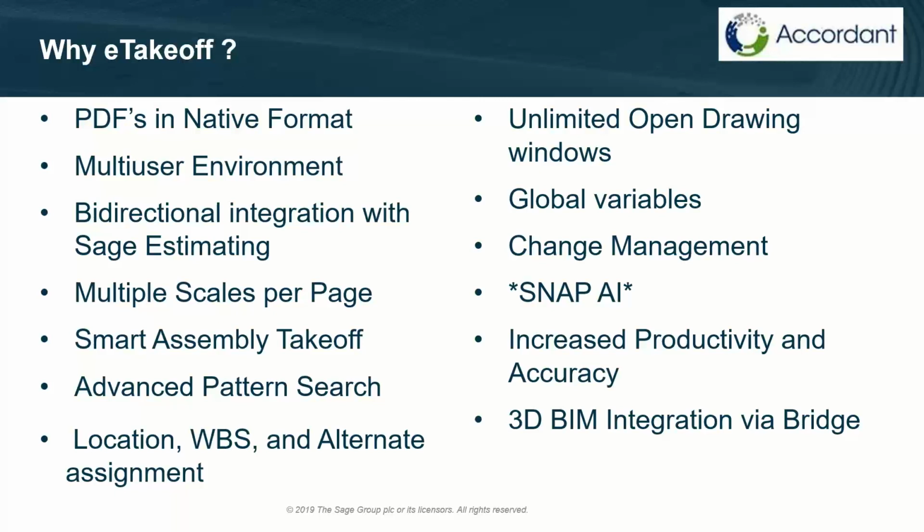The other thing we want to show you here is the Smart Assembly Takeoff, and what that really does is kind of mimic what Sage Estimating does with their assemblies and their variables. It allows you to assign attributes to the items that you're trying to capture the dimension from on the drawing. You'll see how that works as we go through here.